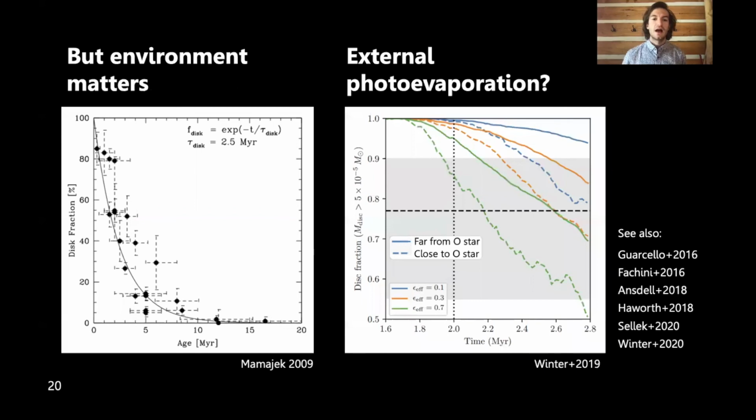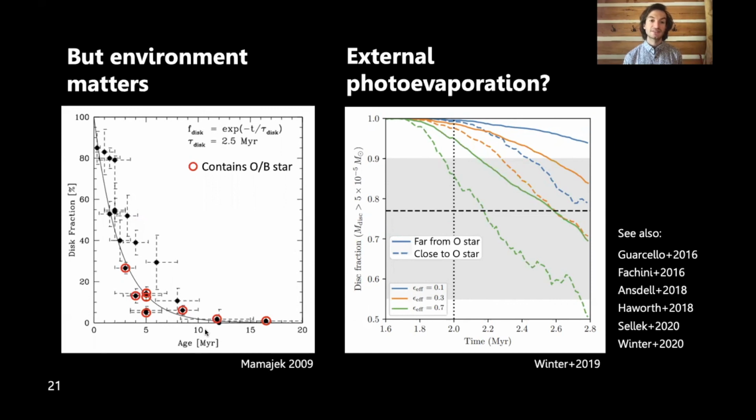And when we're looking at these disks here, what is the effect of external photoevaporation? On the right, we have again disk fraction as a function of age, and we can see the difference between the solid line, which are disks which are far from an O star, and the dashed line, which is disks close to an O star. And we can see a dramatic drop in the disk fraction percentages as a function of age. And so when we revise the Mamajek 2009 plot, we find that most of these regions have disks that are close to OB stars, and so subject to this large external photoevaporation.